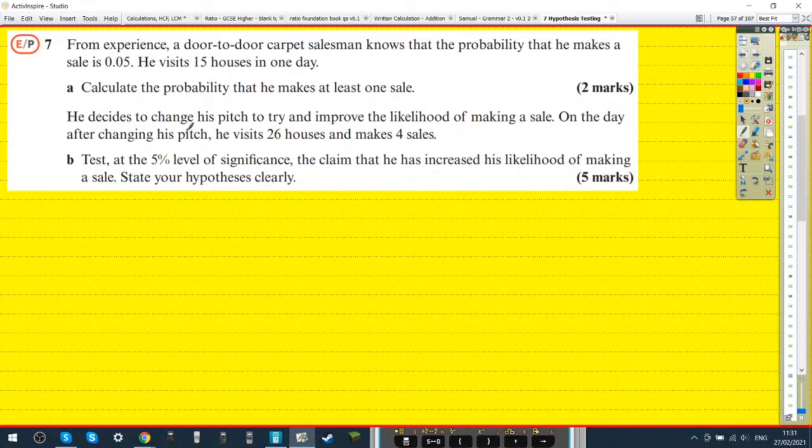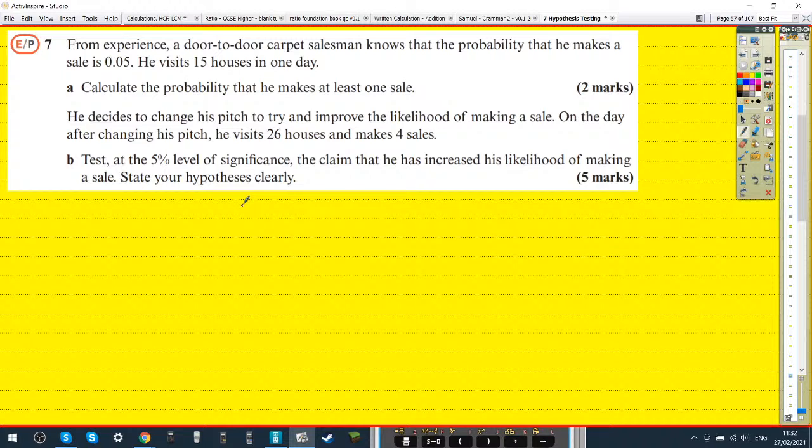So for this, would you just do 0.05 times 15? 15 houses. Not 0.05 times 15? What would you get? 0.75 or 3 over 4. Seems very high, to get 1 out of 15 houses and only a 5% chance.